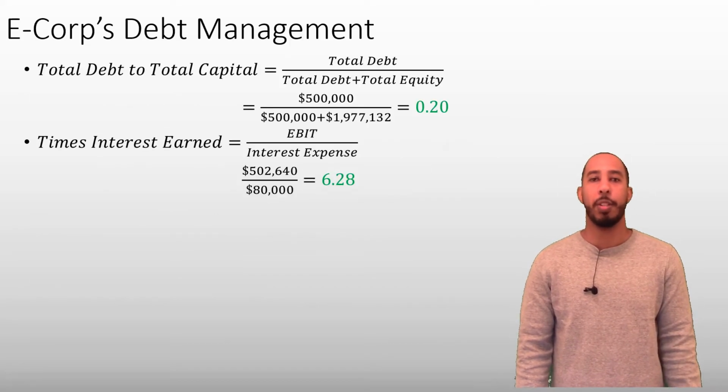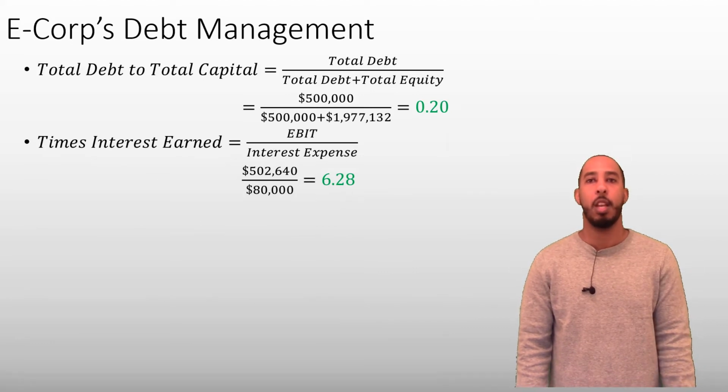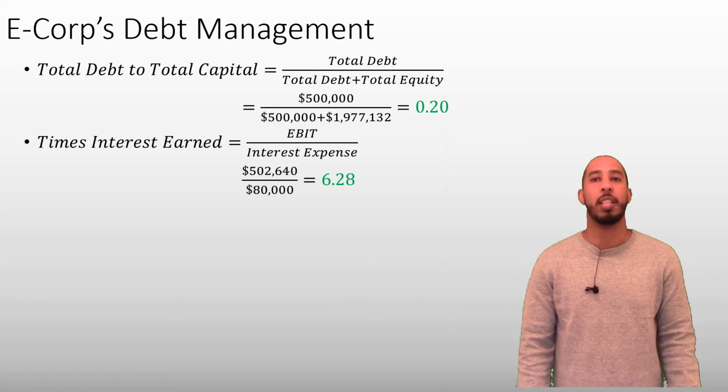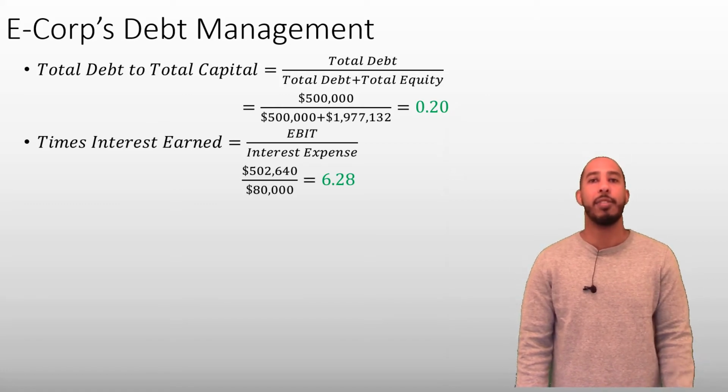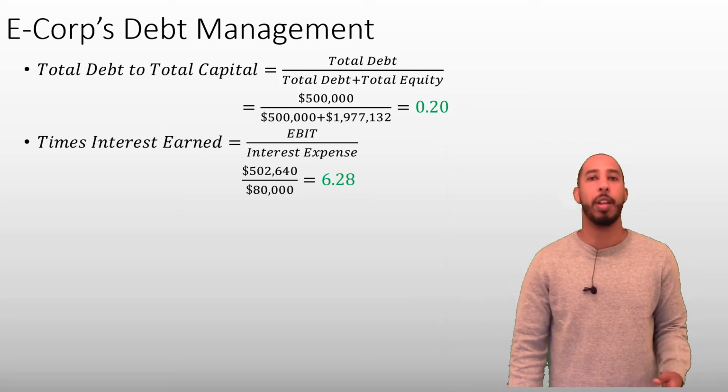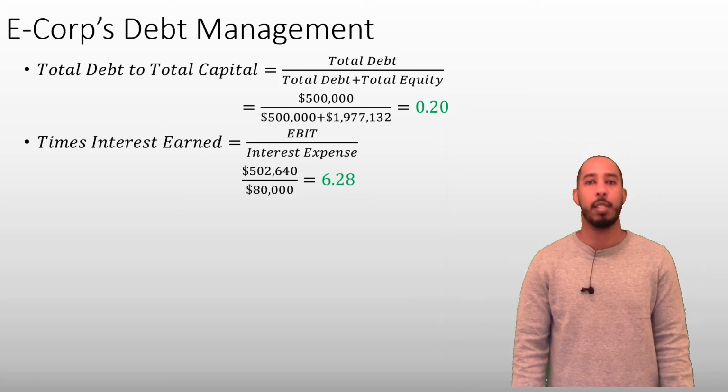Now let's look at how E Corp is doing with their debt management. About 20% of their total capital raised comes from debt. And their times interest earned is 6.28. That means they have 6.28 times more operating profit than they do interest expenses.